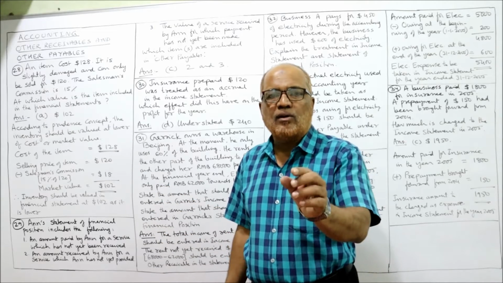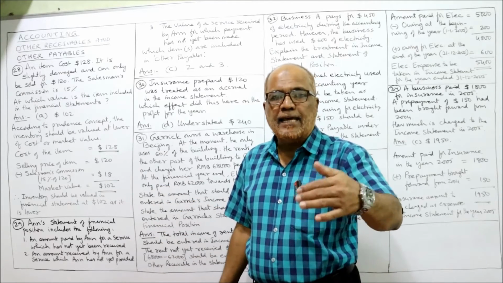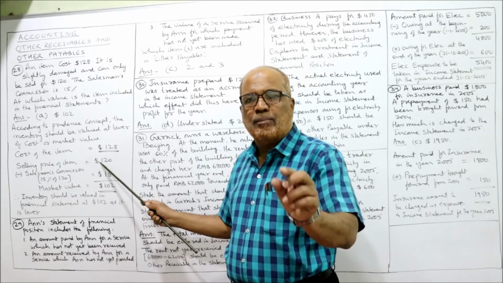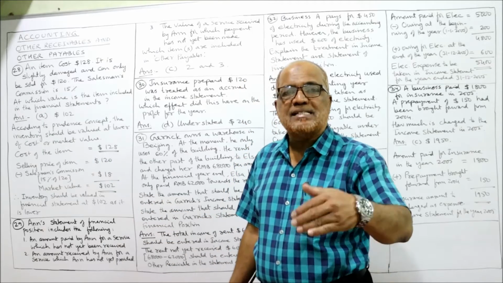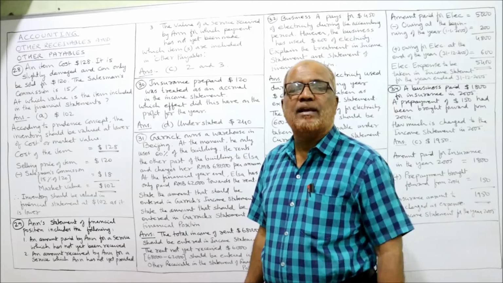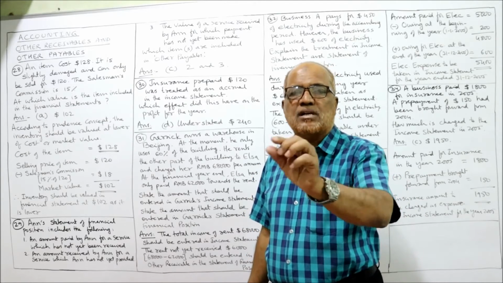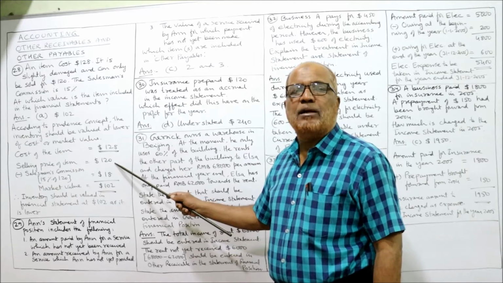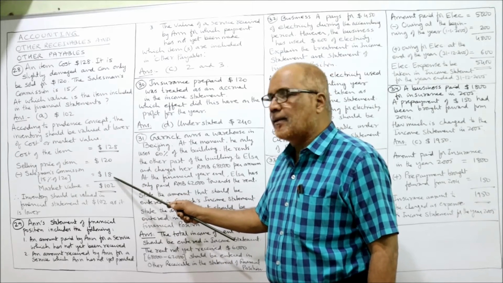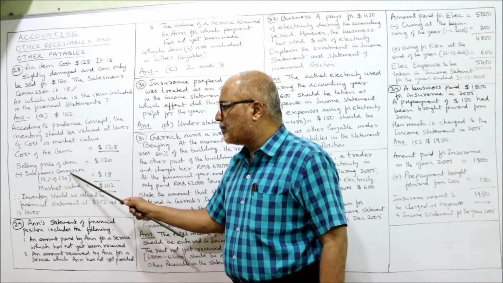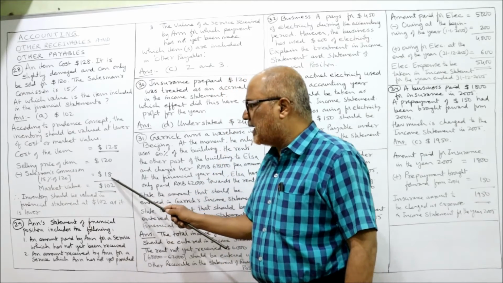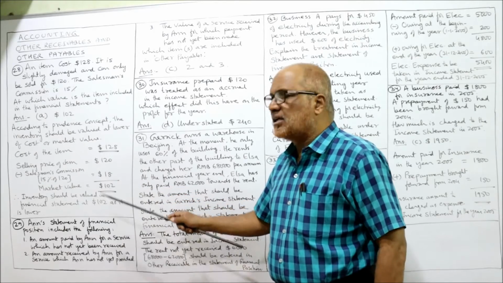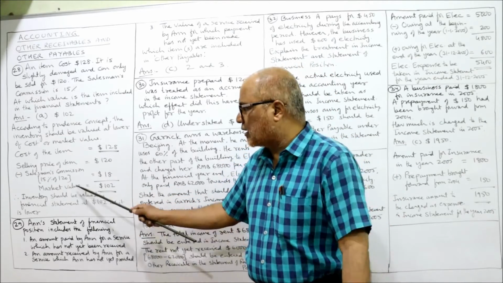Now we have to find out what is the realizable value. The selling price of the item is $120 because it was damaged. The item was damaged, so it can be sold only at $120. But for selling this item, we need to pay salesman commission. And commission will be 15% of the sale price. The sale price is 120. 120 into 15 by 100, you will get 18. So $18 is the salesman commission. So the salesman commission will be deducted. So 120 minus 18, 102 is the net realizable value or market value.